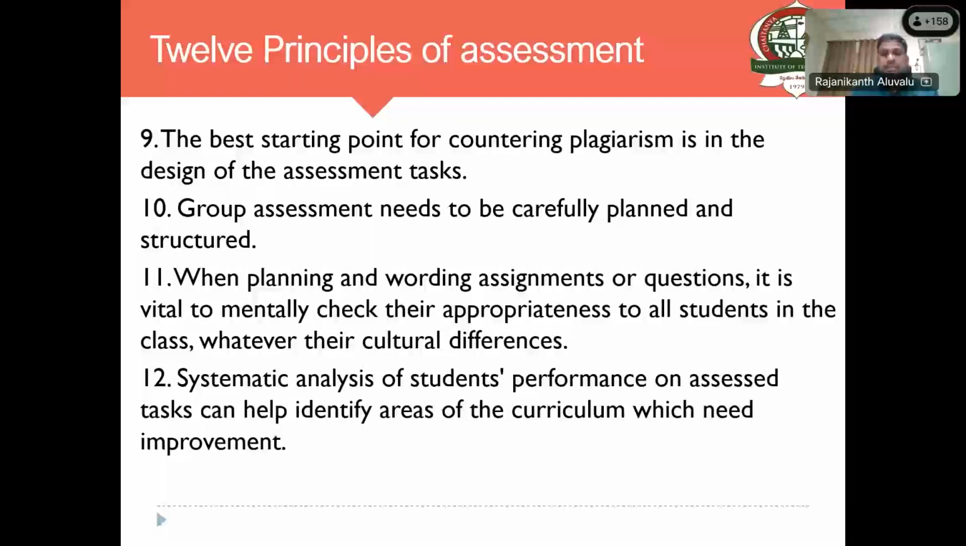The next principle is the best starting point for countering plagiarism is in the design of the assessment task, as we know that. Yes, plagiarism is an important aspect. Most of the assignments and examinations which the students write are getting plagiarized.